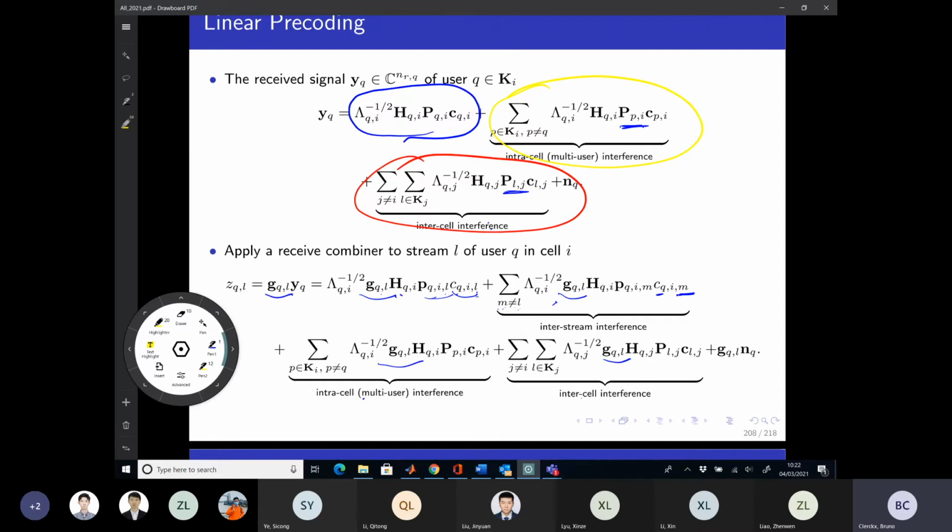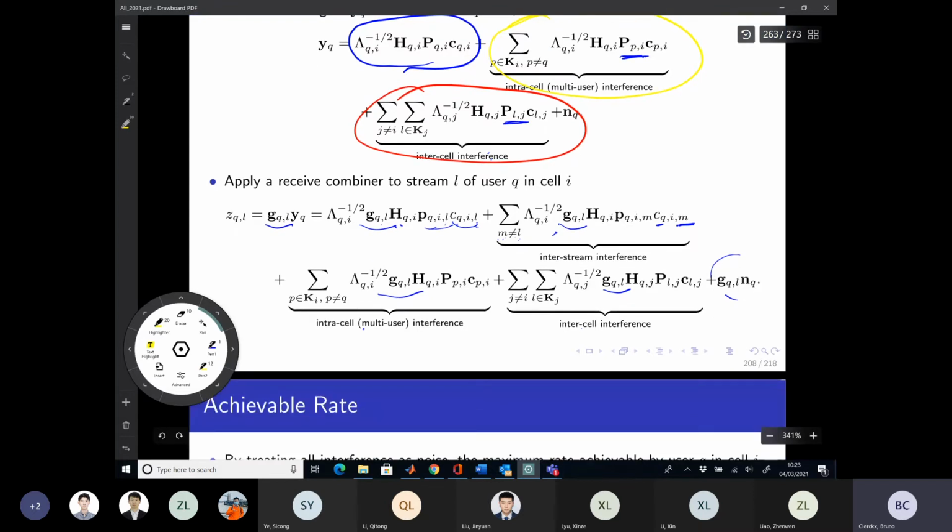Now I can design my combiner here. For instance, I can design an MMSE receiver, an MMSE combiner, and this MMSE combiner will take care of the inter-stream interference, the intracell interference, and the intercell interference, right? So you're going to have a covariance matrix of the interference plus the noise, which will be essentially the covariance matrix of these terms, plus the covariance matrix of the noise. And then you can design your MMSE receiver, and this will be done for a given precoder design, given values of P, right?